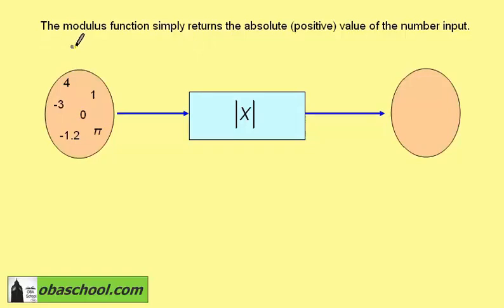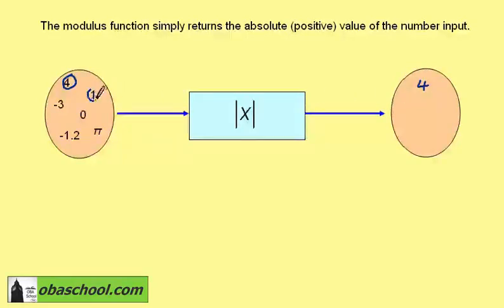The modulus function simply returns the absolute or positive value of the number input. Here we have a modulus function with a domain. If we put 4 into the modulus function, 4 is already a positive number, so the return is 4.